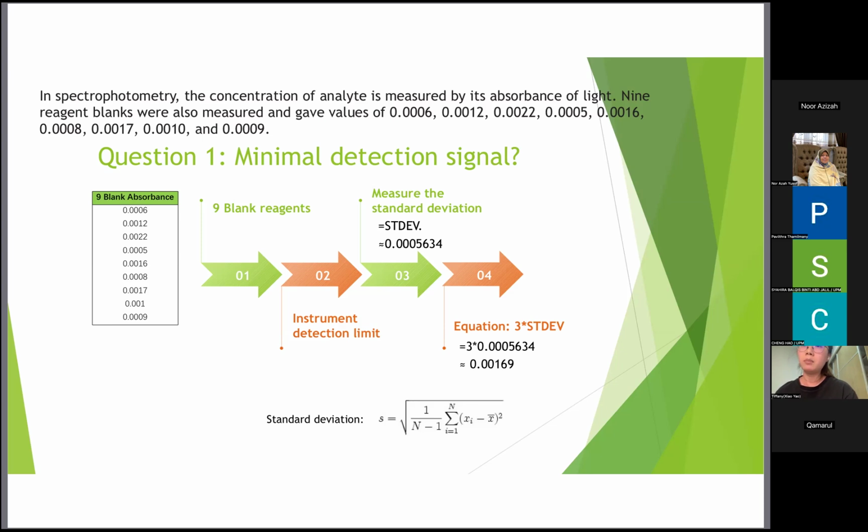And finally, the minimal detection signal can be defined as 3 times the standard deviation of the blank measurement. Therefore, we can calculate it as 3 multiplied by 0.0005634, and the result is approximately 0.00169. That is the minimal detection signal.